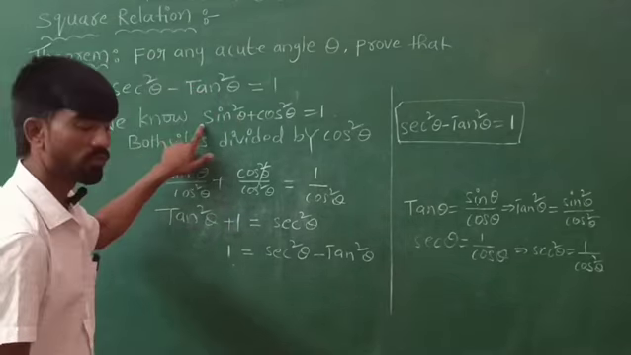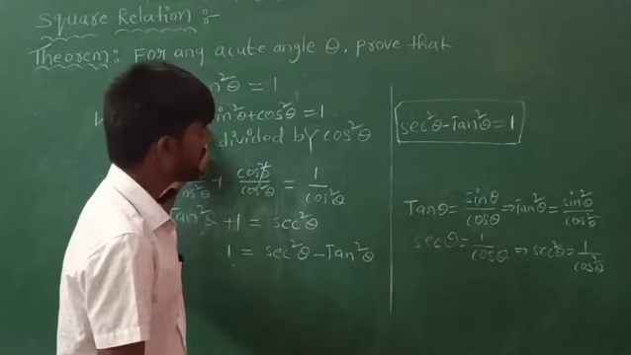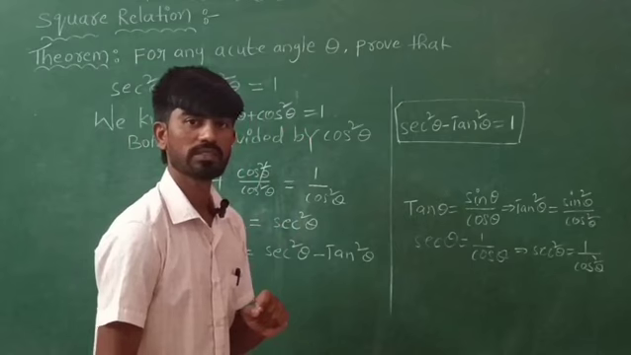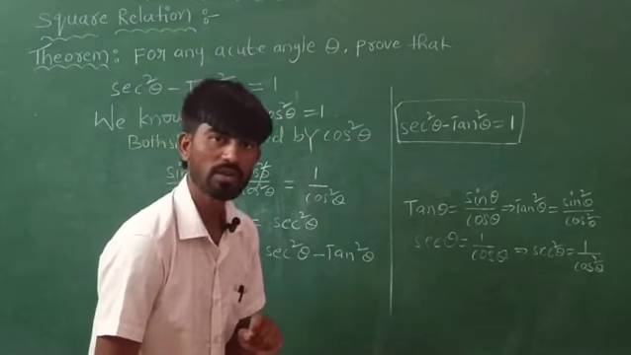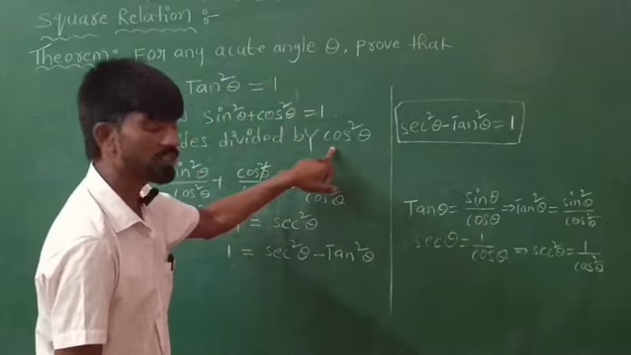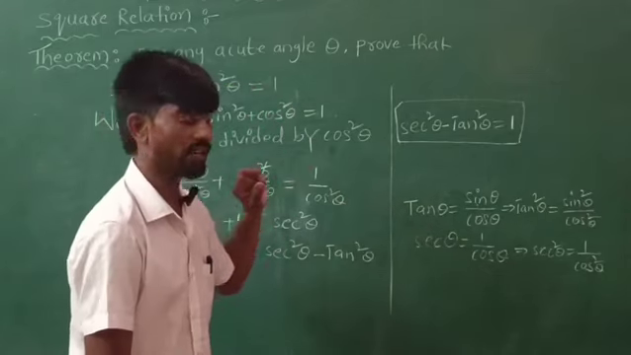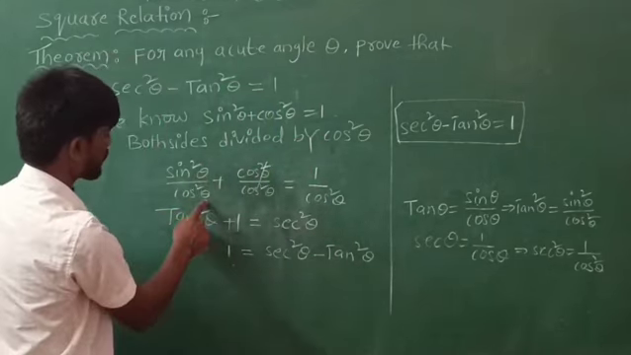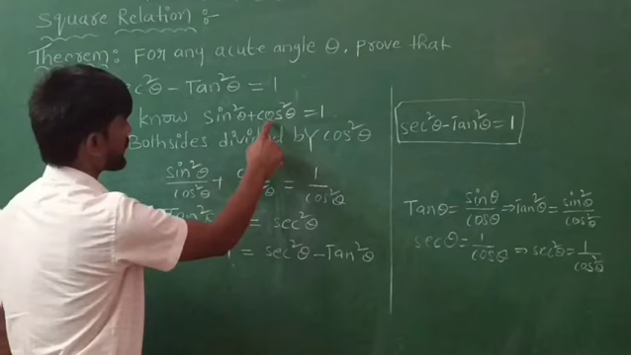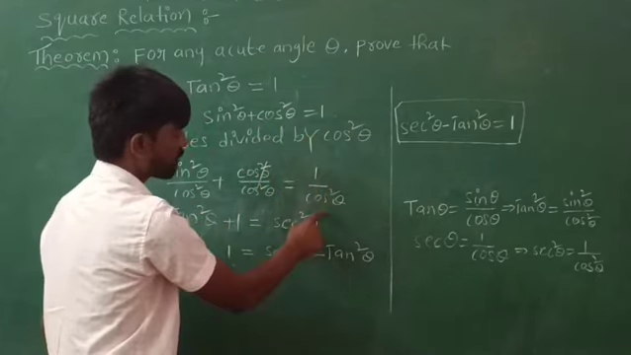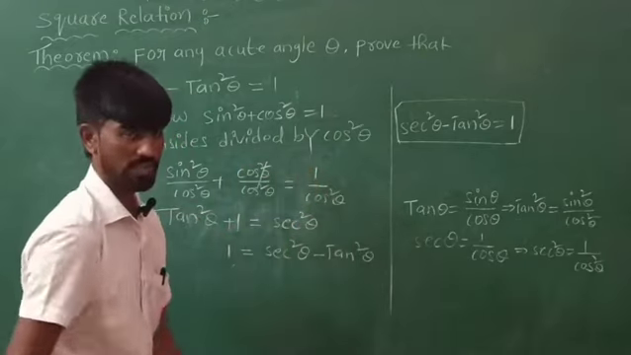Already we know one trigonometric identity: sin square theta plus cos square theta is equal to 1. Here we are going to divide this whole identity by cos square theta, both sides divided by cos square theta. So sin square by cos square plus cos square by cos square is equal to 1, which means 1 by cos square, since we are dividing by cos square.